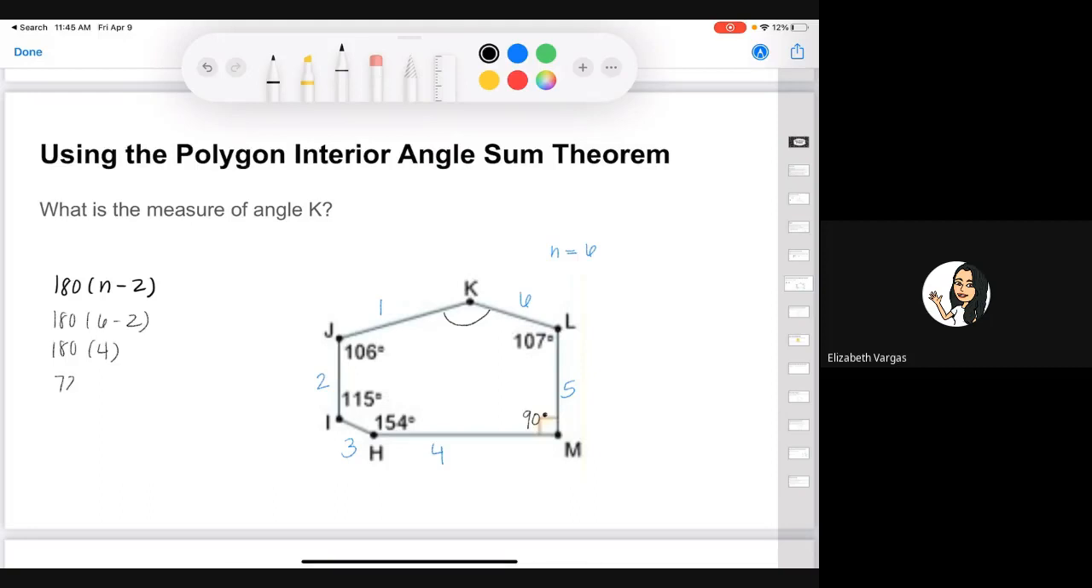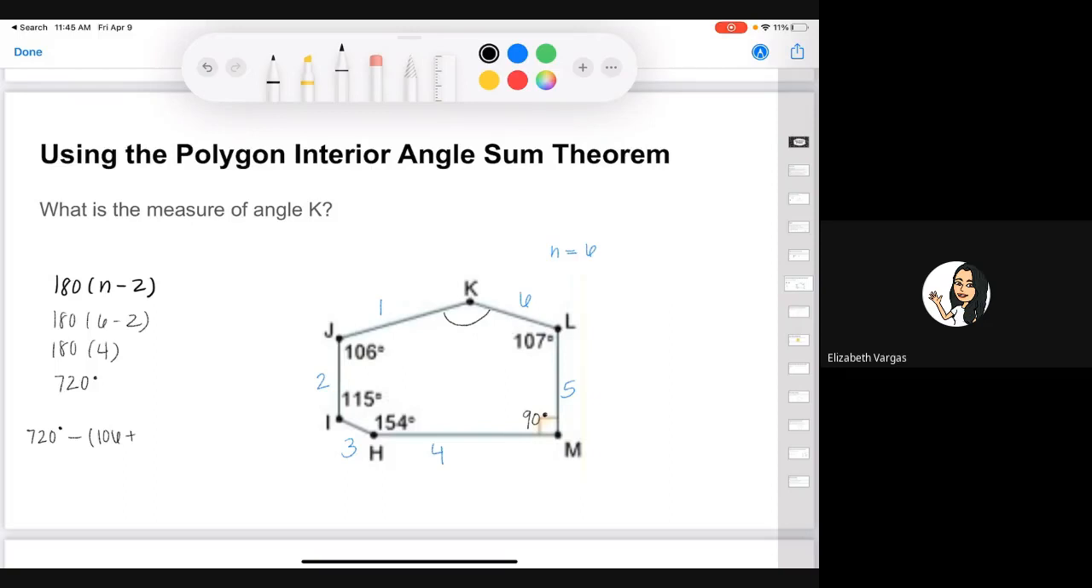180 times 4 is 720. So basically, the sum of all my angles has to equal 720. Well, I know the measure of all my angles except for one. So I'm going to do the same thing that I did when I was working with the triangle. Basically, I'm going to take 720 and subtract it from my other angles. So the sum of my other angles.